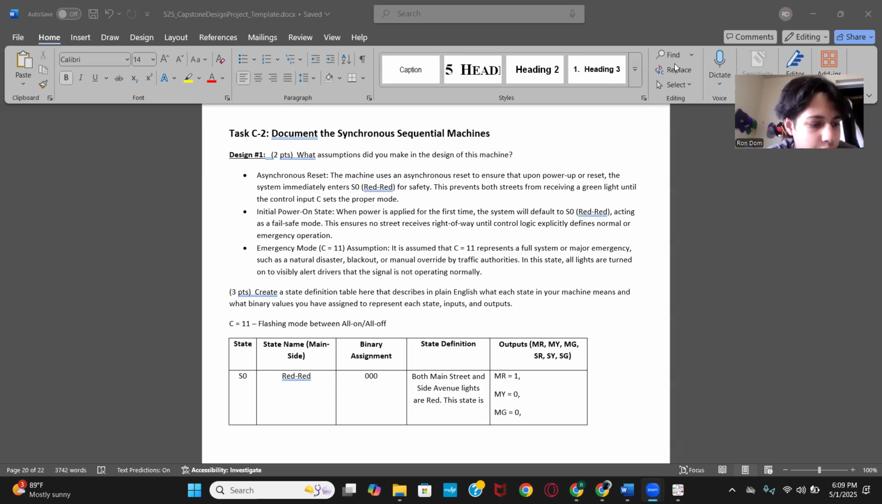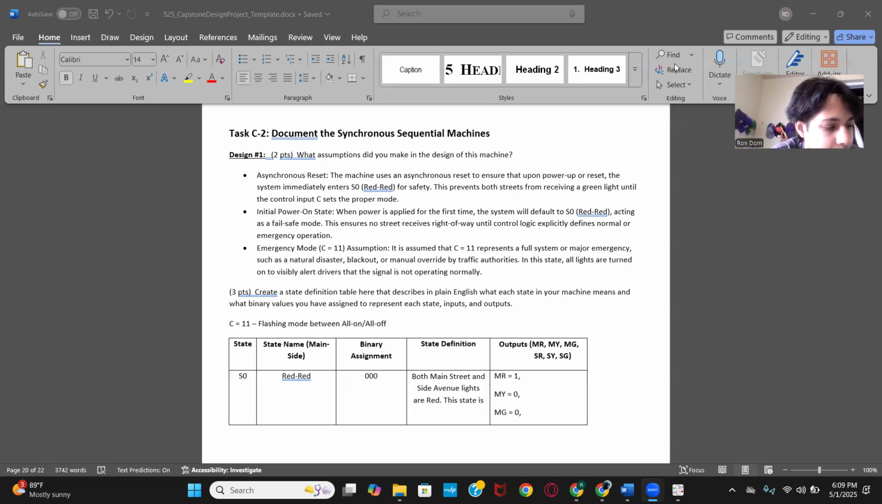So basically, this is a circuit for controlling traffic lights at an intersection. So we have a main street and a side avenue. We have two inputs, C1 and C0, that determine the mode of operation. And there are six outputs, basically each of the lights for Main Street and Side Street: red, yellow, and green.